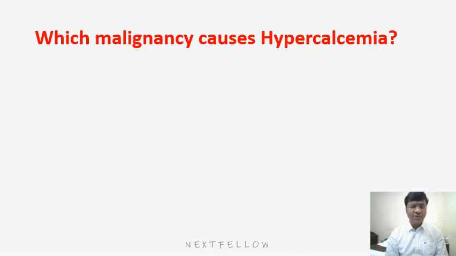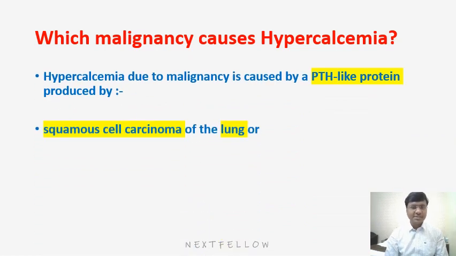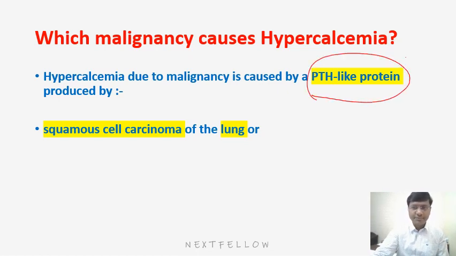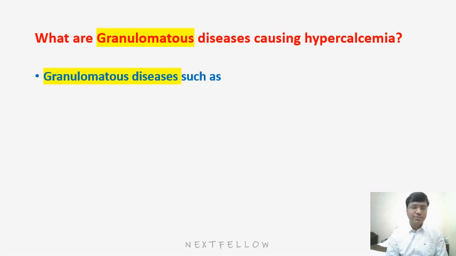Then we also have some malignant causes for the development of hypercalcemia, and that importantly includes squamous cell carcinoma of the lung. Squamous cell carcinoma of the lung produces a parathormone-like protein. Because of the release of this parathormone-like protein, there is an increase in osteoclastic activity, causing bone resorption. Then, followed by that, metastatic disease of the bone. So these are the two malignancies: squamous cell carcinoma of the lung and metastatic disease of the bone.